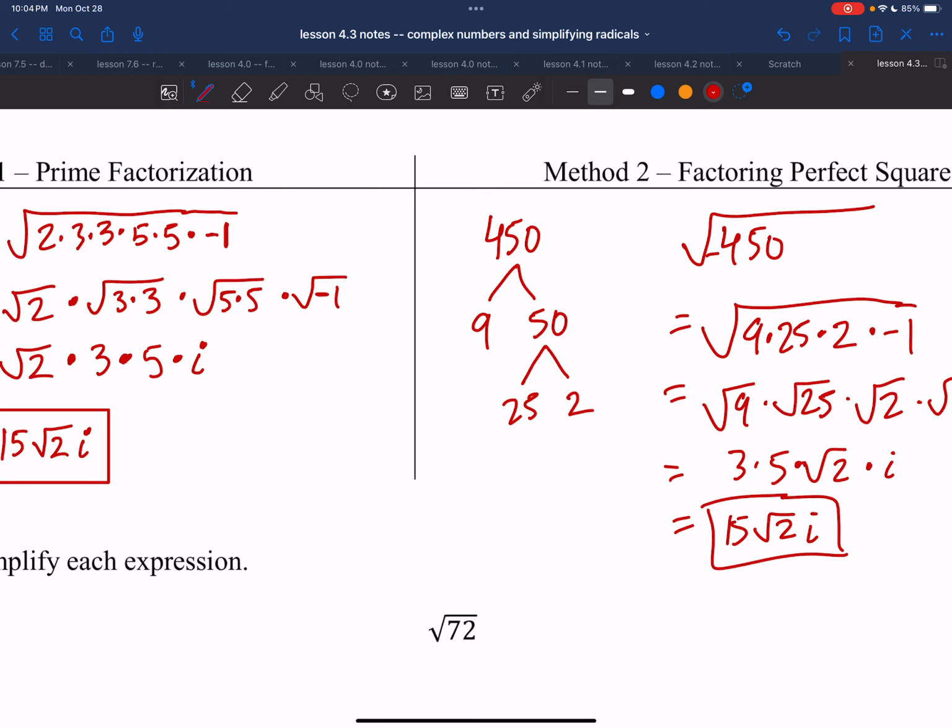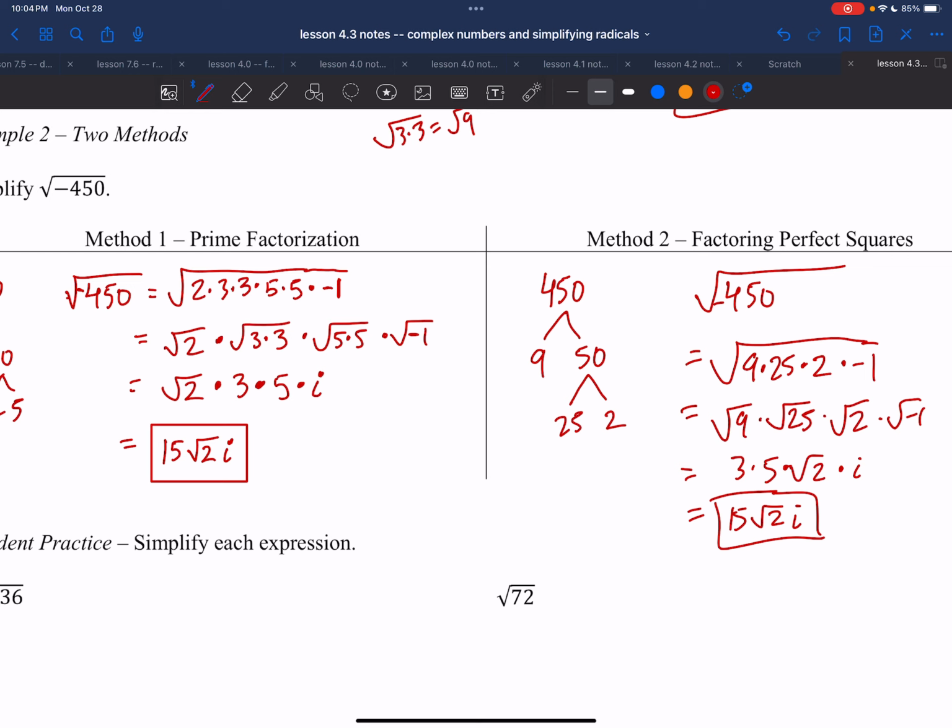Okay? Again, I don't care. It doesn't matter. This is just a basic mechanic of algebra you do. If you want to break it into its prime factors, yippee, go ahead. If you want to break it down purely into its perfect squares, hooray, go ahead. It doesn't matter. Okay?